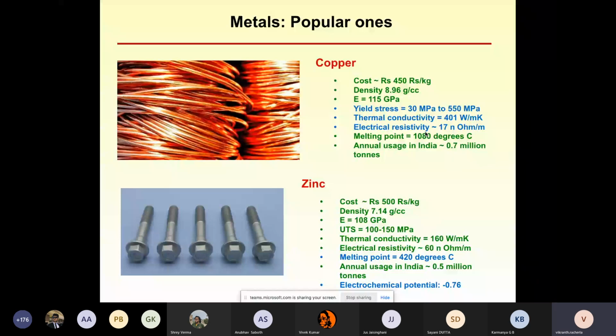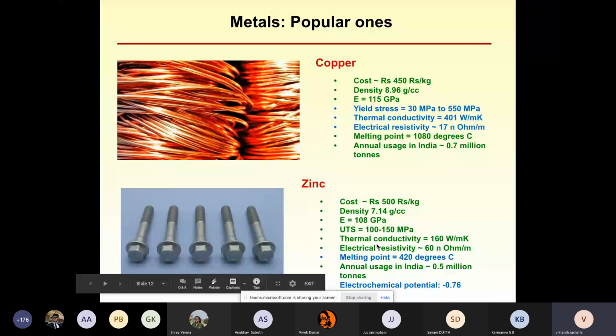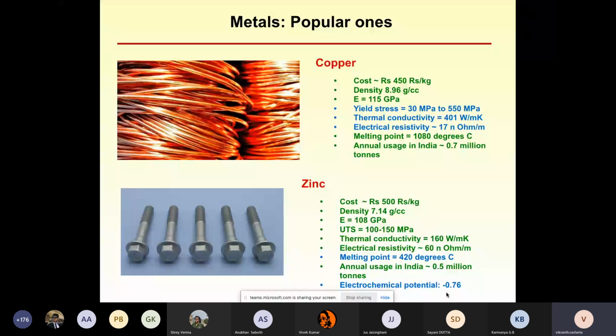Then you have a bunch of other metals which have specialized applications. So zinc, where is zinc used? Zinc has a low melting point. Okay, none of the properties are of great importance except for this electrochemical potential. Okay, so it has even more negative electrochemical potential as compared to iron. So where is zinc used? In batteries. Galvanization.